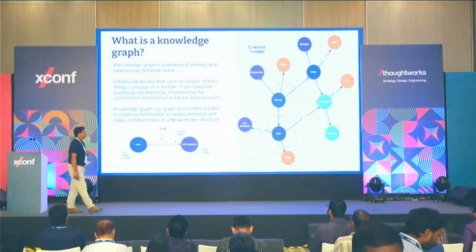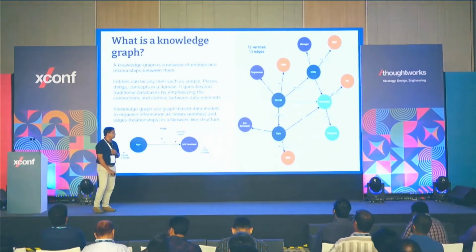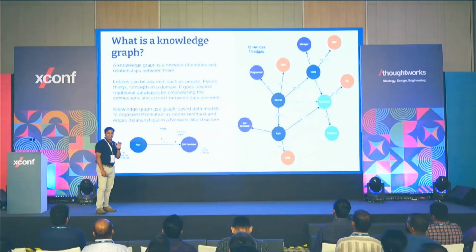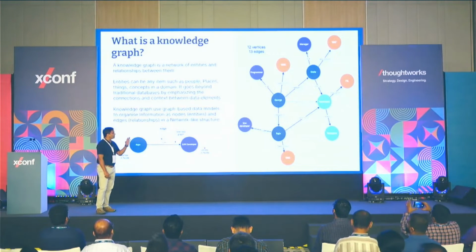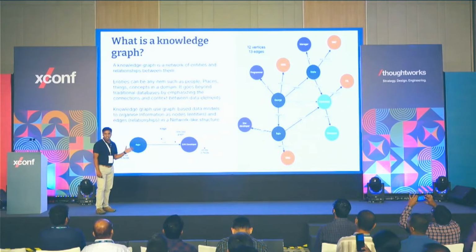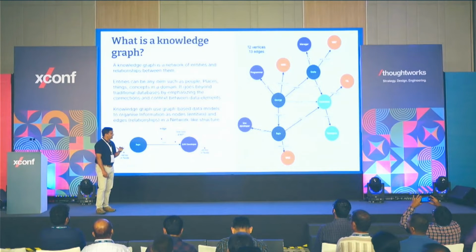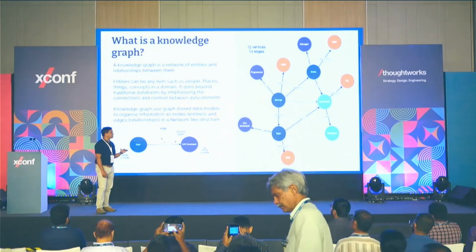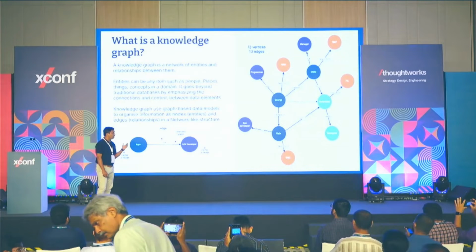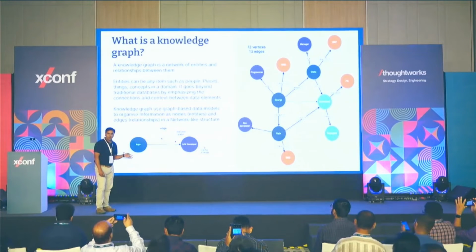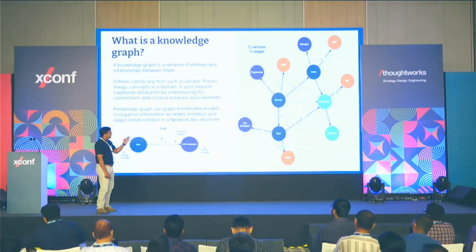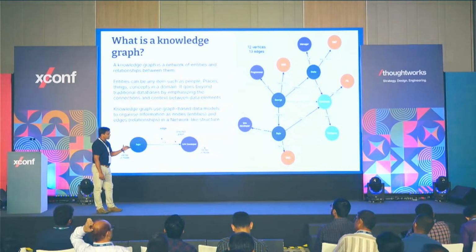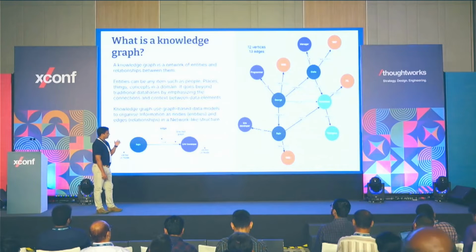As you can see in this right-hand side slide, a knowledge graph is nothing but a network of connected entities and the relationships between them. That is what a knowledge graph is. The entities can be anything. It is heterogeneous data, which means it can be anything. It can be a person, an object, an image, a video, or anything, right? And the connection is nothing but the relationship between those two entities.